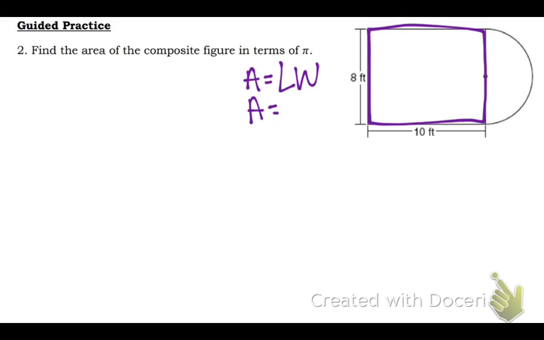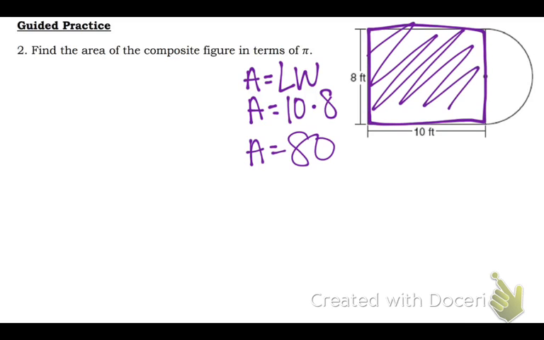Length times width, which will end up being 10 times 8. Y'all are one step ahead of me. I'm recording, so 10 times 8 is 80. So the left is 80.